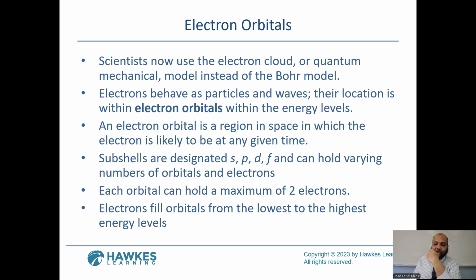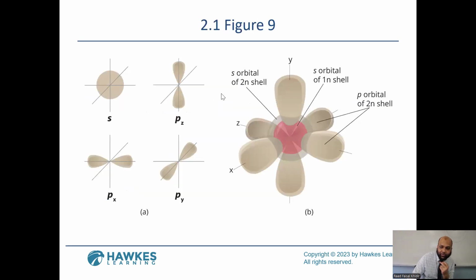There are subshells designated as S, P, D, and F, and they can hold varying numbers of orbitals and electrons. Each orbital can hold a maximum of 2 electrons, and electrons will fill the orbitals from the lowest to the highest energy levels. So these are the suborbitals that the electrons will fill from the lowest energy level to the highest.